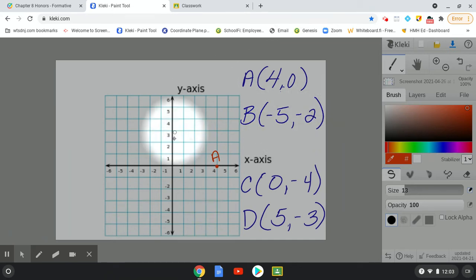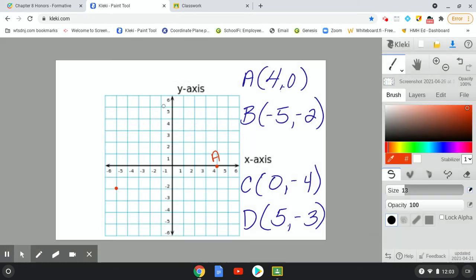All right, so let's graph or plot coordinate for B. -5, -2. Again, I'm starting at my origin. My x-axis tells me to go to -5, so I'm going left to -5. My y-axis tells me to go to -2, so I need to go down to -2, plot a point, and that will be point B.